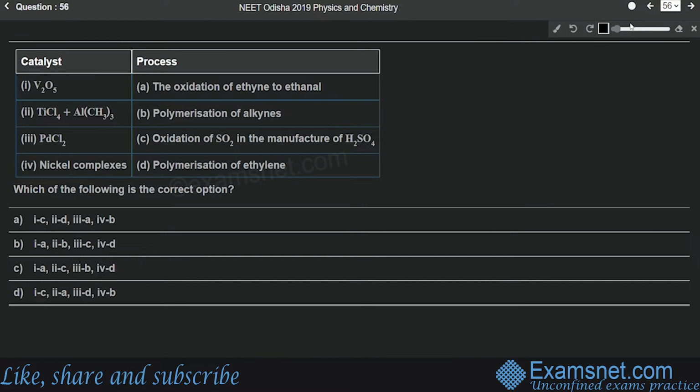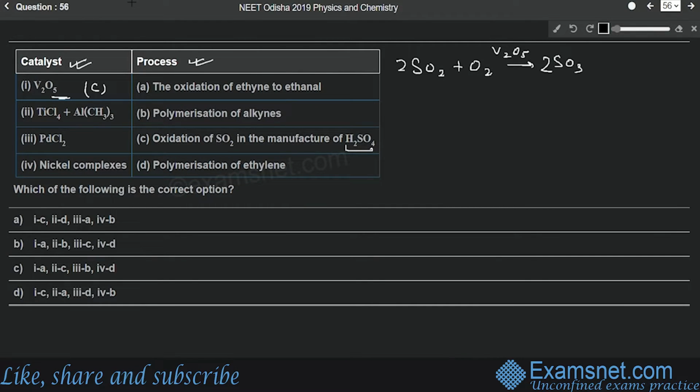Now question number 56 includes concepts from different chapters, and here we have to match the names of catalyst with the correct process. Okay, so the first catalyst mentioned is vanadium pentaoxide, and it is used in the contact process that is carried out in the manufacture of sulfuric acid. Okay, so the correct match for 1 will be number C. Now we know that contact process has different steps. So one of these steps is the oxidation of sulfur dioxide to form sulfur trioxide. Okay, and in this step this vanadium pentaoxide is used. Okay, the balanced equation will be this.